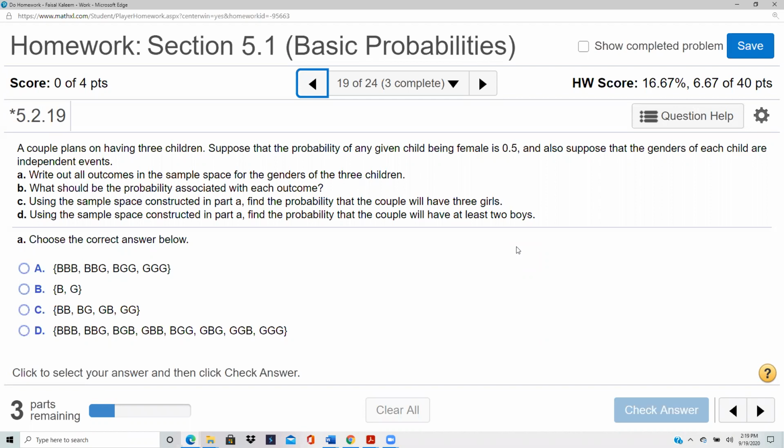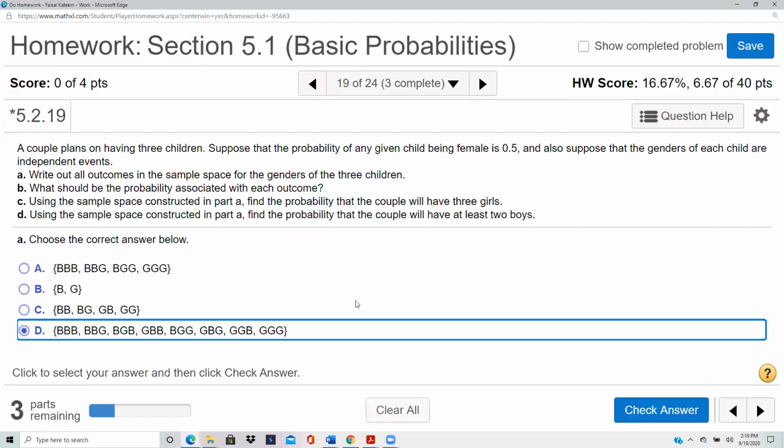So 3 children, you could have all 3 boys, and you could have the first 2 boys and then a girl, or the girl could be in between the 2 boys, or she could be the first and then 2 boys. And similarly, 1 boy can happen in 3 ways. He could be the first and then 2 girls, and then he could be in between 2 girls, and he could be at the end, and then you could also have 3 girls. So it's this one.